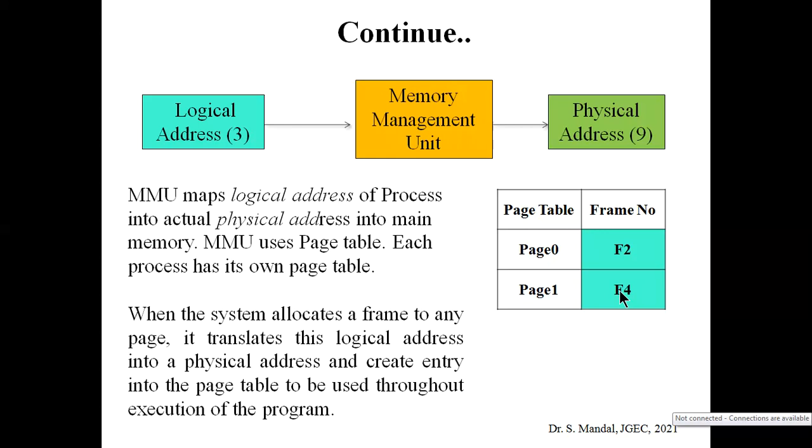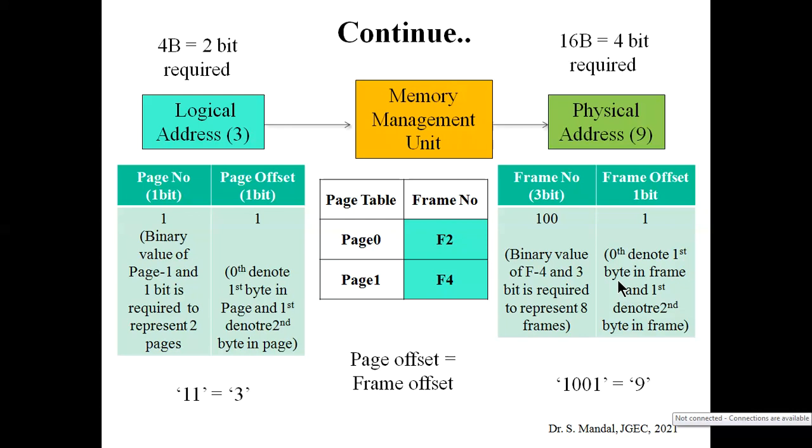So which page is put into which frame, that is nothing but the page table. You can see that page 0 is put into frame number 2, and page 1 is put into frame number 4. So that is the page table for the earlier example. Okay, and it should be saved.